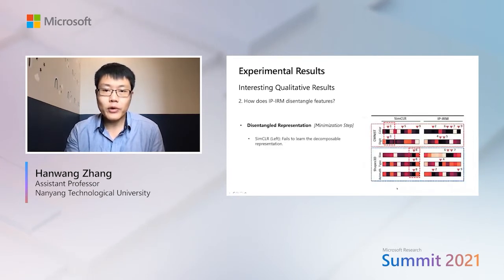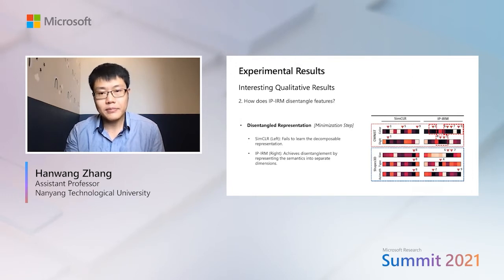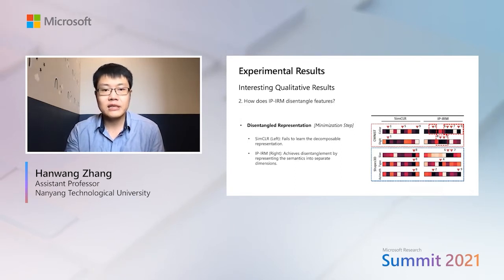In this figure, we aim to visualize how equivariant each feature dimension is to the change of each semantic. The dark color shows that a dimension is more equivariant with respect to the semantic indicated on the right. We can see that SimCLR fails to learn the decomposable representations. In contrast, iPerm achieves disentangled representation by representing the semantics into separate dimensions.